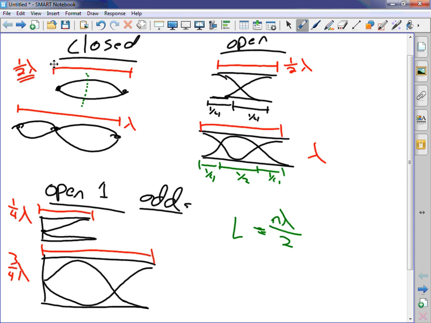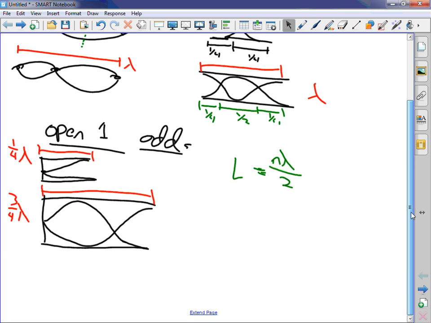Now, combine that equation with the standard wave equation. Velocity of a wave equals what? Wavelength times frequency. Combine those two and you're able to solve whatever problem you want. Okay. Yes? We know the third harmonic. Sure.